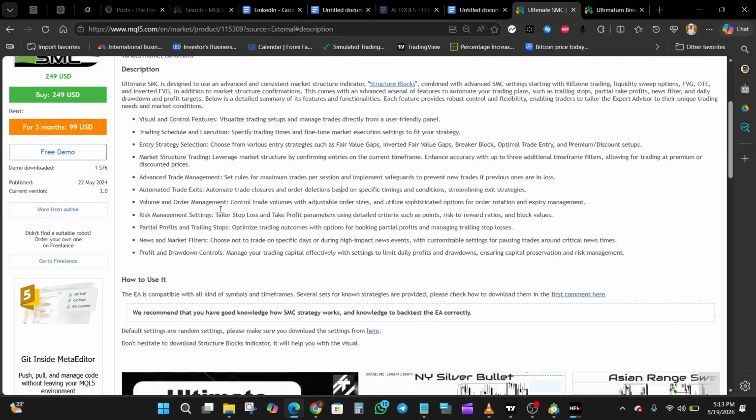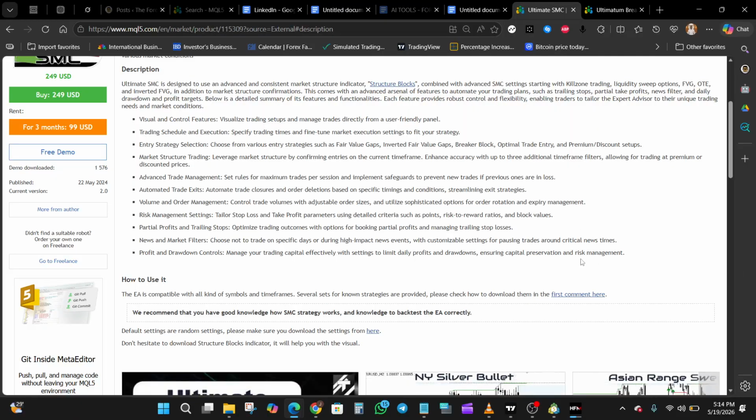Now, on the trade management side, I can see features like partial take profits, trailing stops, and automated exit rules. So these tools are mainly designed to help manage trades once they are active rather than relying on manual intervention. Risk management is also a major part of this EA, with controls for daily drawdown limits, profit targets, and trade restrictions based on session performance. This is clearly aimed at maintaining capital protection while still allowing structured trading activity.